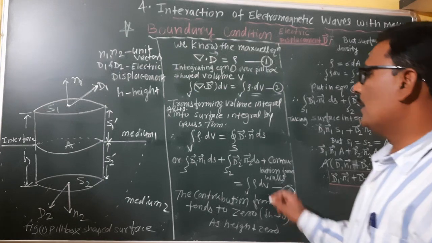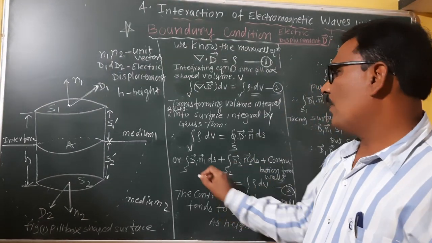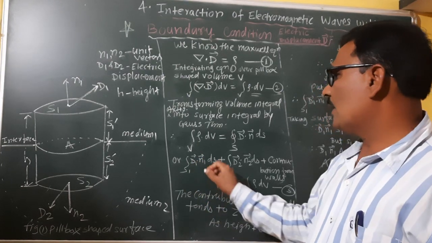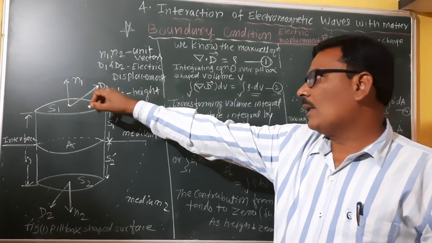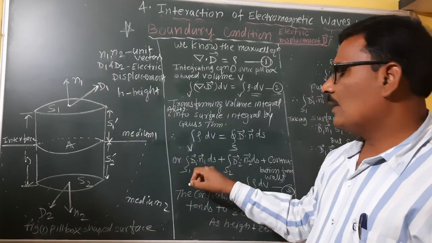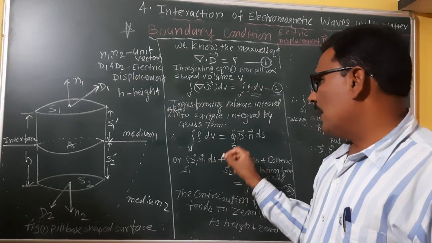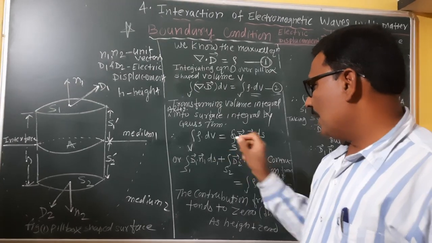Now integrating this equation for every surface, the first is S1. The surface integration of the first component is D1 bar dot n1, the unit vector, into dS1.